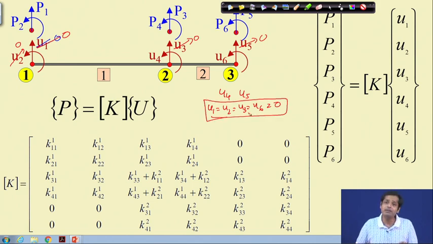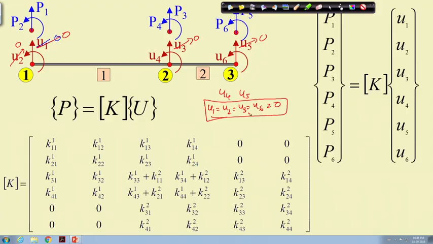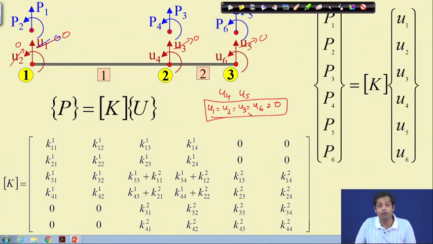You may not always have 0 displacement. In the case of support settlement, you know how much the support is settled. So, if you provide some known value of displacement to the structure, then that displacement may not be 0, it may be the specified displacement at that point. But in this case, that displacement is 0. So, that is the boundary condition.